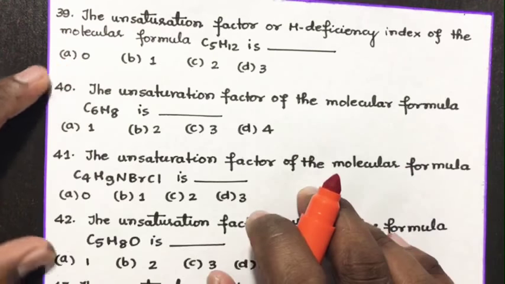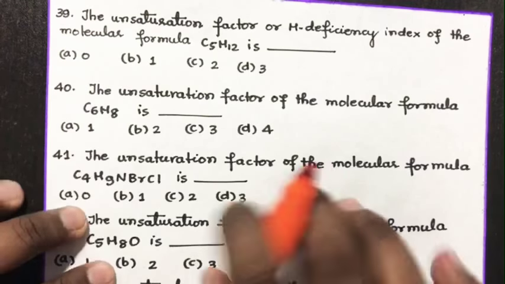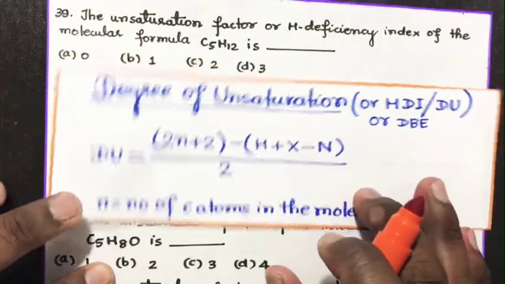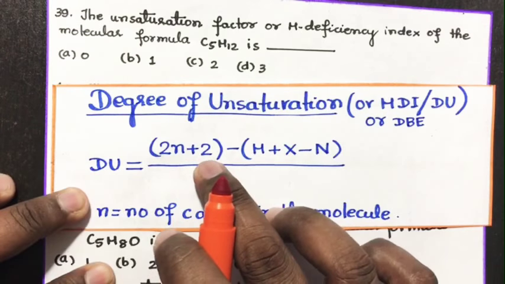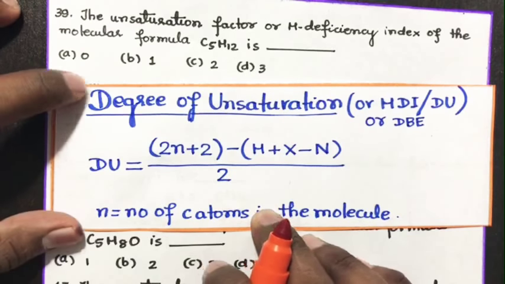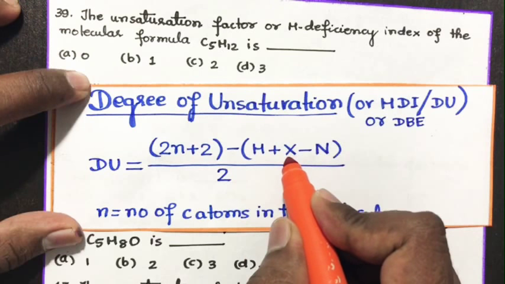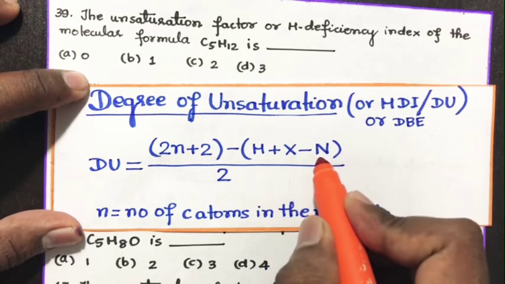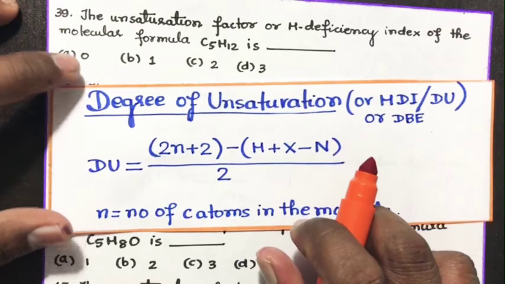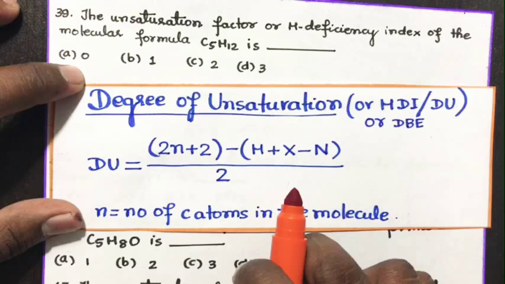Now degree of unsaturation is calculated by using this formula here, so you have to just remember this formula. Degree of unsaturation equal to (2n + 2 - h - x + N) divided by 2. So here n is the number of carbon atoms, h is the number of hydrogen atoms, x is the number of halogen atoms like fluorine, chlorine, bromine, iodine, and N is the number of nitrogen atoms, divided by 2. Oxygen atom has nothing to do with the degree of unsaturation, so this is not coming in this particular formula.